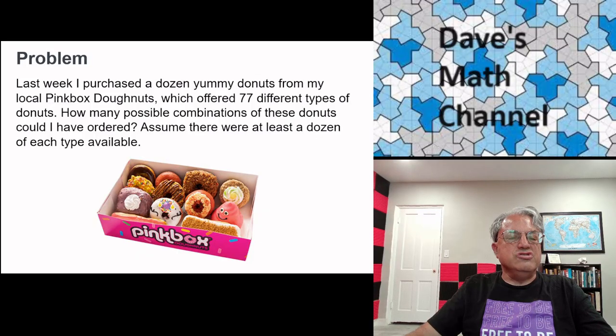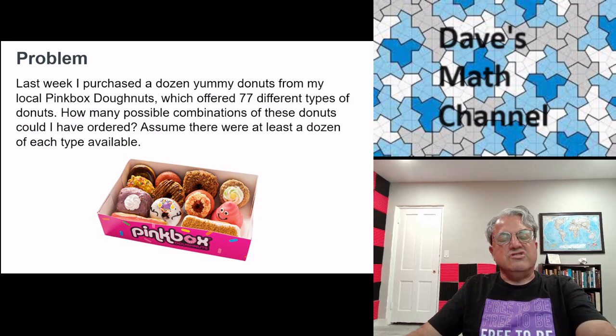At the beginning of the video, I showed you where I was last week. I went with my friend for Memorial Day weekend. I ended up purchasing a dozen donuts from Pink Box. They had 77 different types of donuts there. And so the specific question I'm answering is how many possible combinations of a dozen donuts out of the 77 varieties that they had could I have chosen, assuming that there were at least a dozen of each variety available. I don't think there were, but we have to make a simplifying assumption, so let's just assume that. So that's the question I want to try to answer.